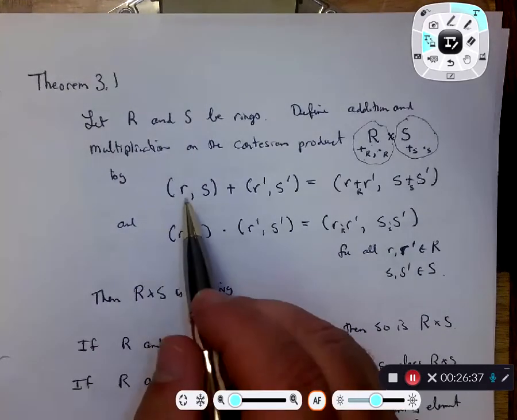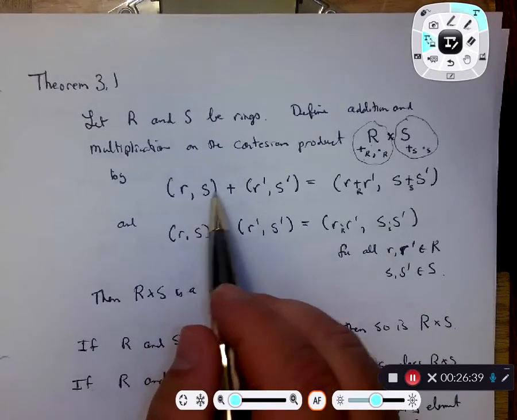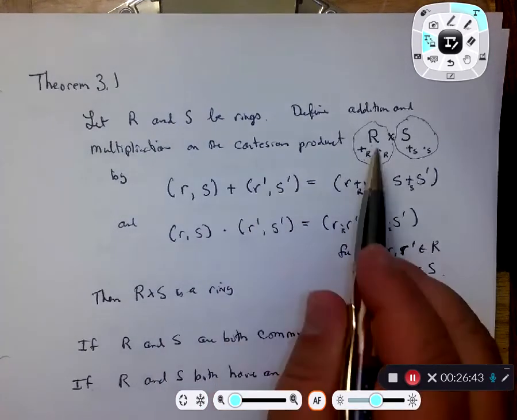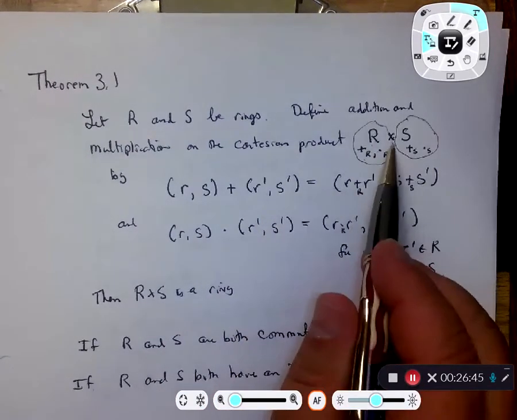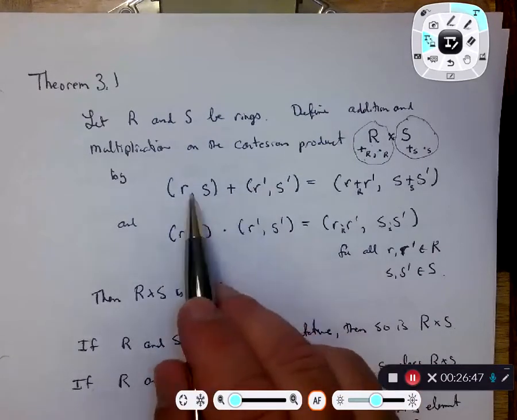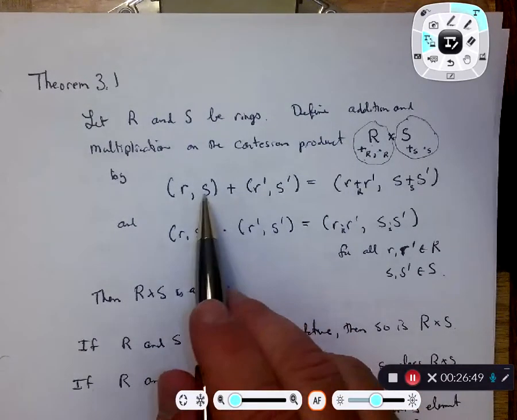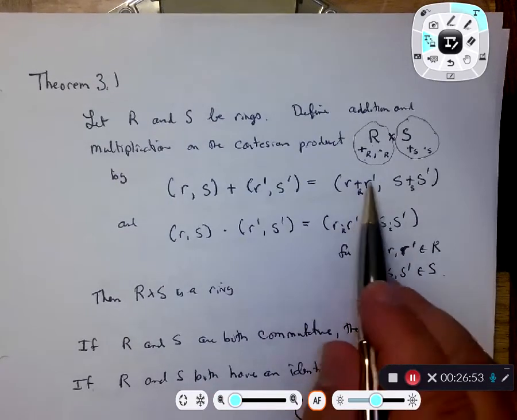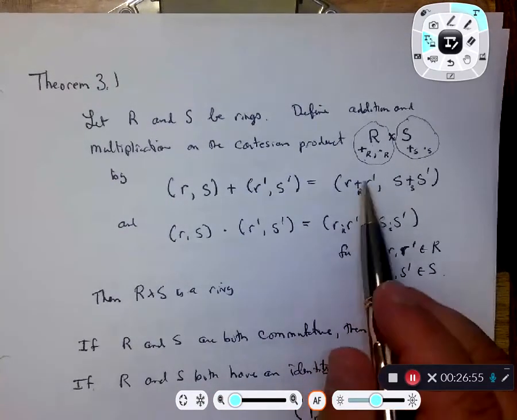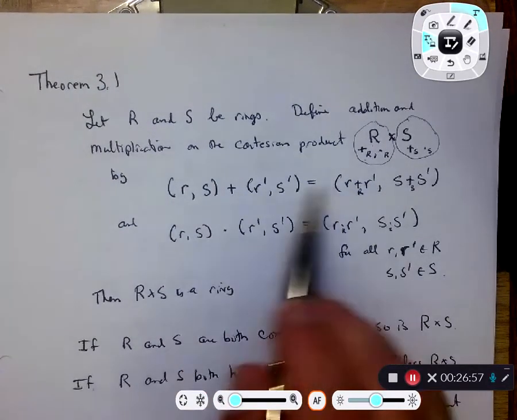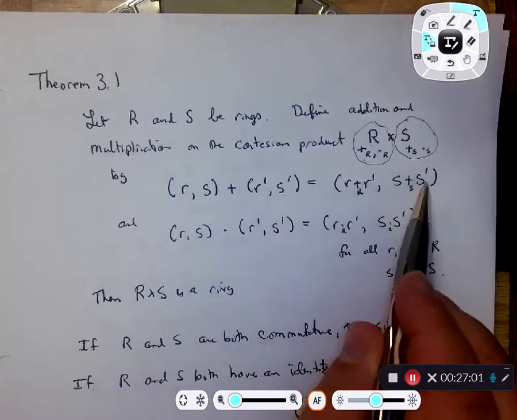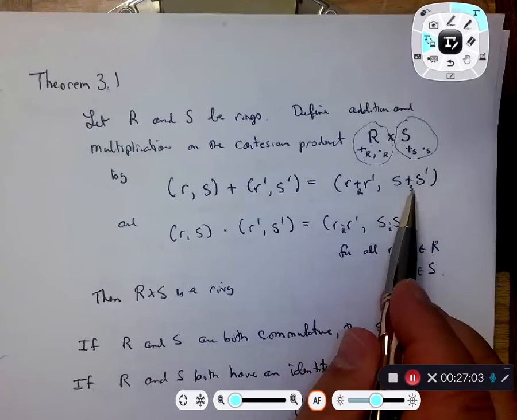If you got this element, little r comma little s, and you're going to add that to an r prime from ring R and an s prime from ring S. The way you add the Cartesian product, you add components, you add like terms. So you're going to be r plus r prime, but that's inside R, so you add the R way. And then for the second component on your Cartesian product here, you get s plus s prime, but you're in S in this world, so you add the S way.